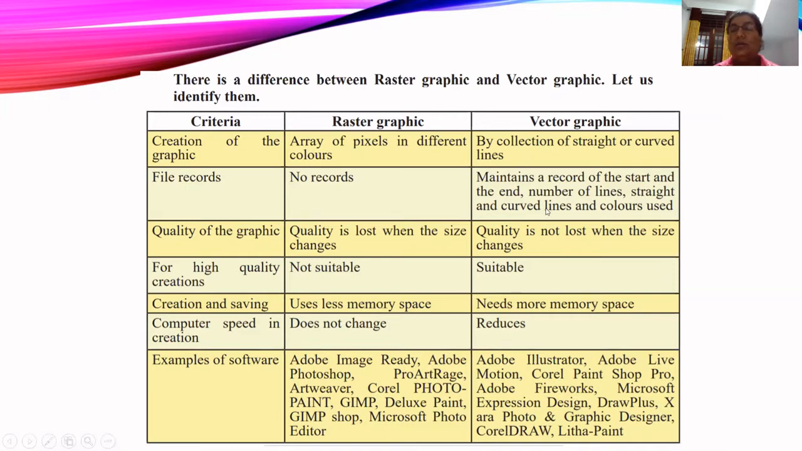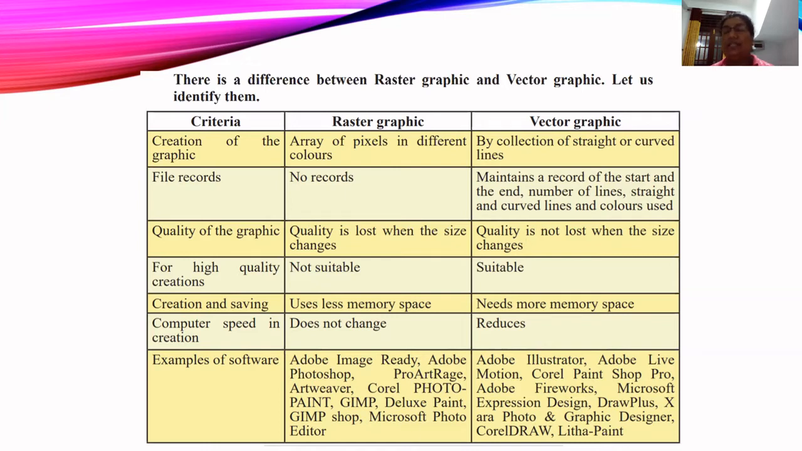So there are many records, and having many records means the capacity is higher. And when you enlarge it, it has a lot of information, therefore there is no quality reduction, right? So remember it like a story. With a raster graphic, quality is lost when the size is changed because there are no extra records. It has no details related to the picture, so when you enlarge it, the quality reduces. But with the vector graphic, quality is not lost when the size changes.